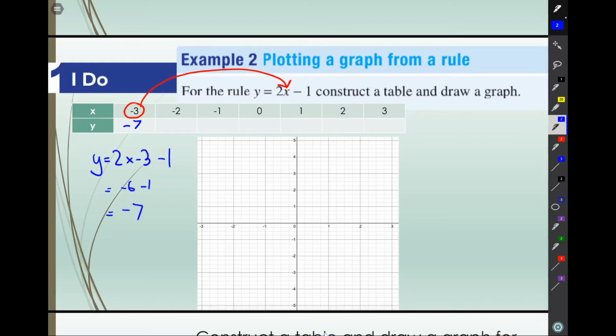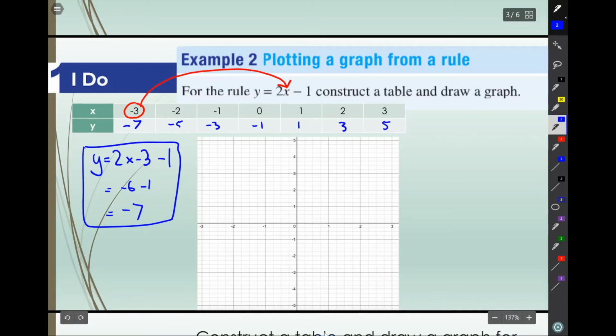And we just have to continue this process. Instead of -3, we put in -2, work it out, put in -1, put in 0, and continue all the way up the table. I'm not going to do each one because I have already worked these out, so I'm just going to write down the answers here. But what you would do to find these numbers is you would follow the process here.